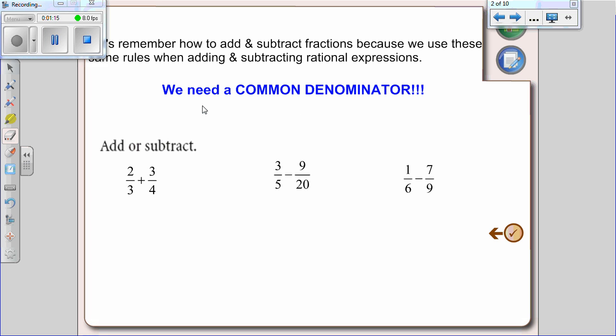If you're looking at this first fraction, what do you have to multiply 3 by to get to 12? 4. So you multiply the top and the bottom by 4. What do you have to multiply 4 by to get 12? 3. Yeah, so you multiply the top and the bottom by 3. So that's going to give you 8 over 12 plus 9 over 12.